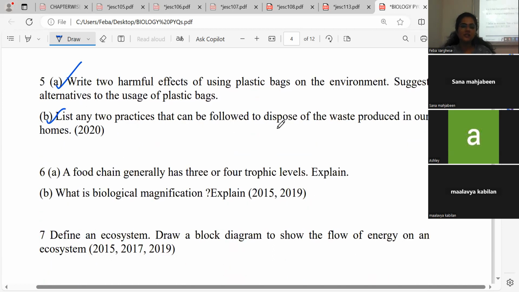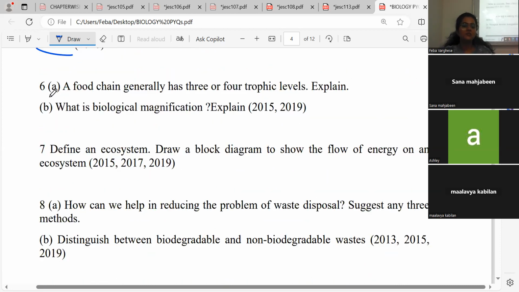Now, list any two practices that can be followed to dispose the waste produced in our homes. You can segregate them into degradable and non-degradable waste. If it is a degradable waste, you can make compost out of it and turn it into manure. And if it's a non-degradable waste material like plastic, you can recycle it or upcycle it and you can use it.